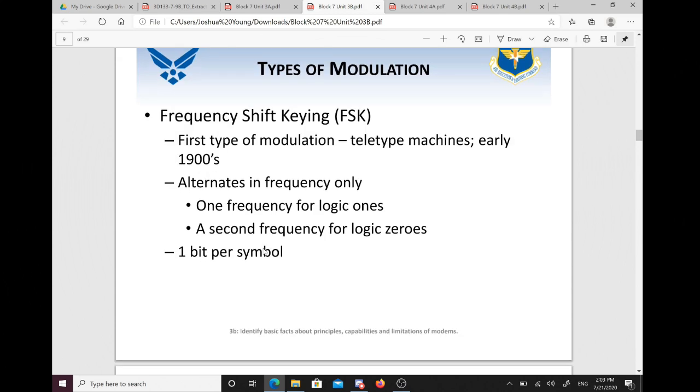So in your frequency shift keying, you're going to alternate in frequency only. One frequency for logic 1s, and then there's a secondary for your logic 0s. This is what I was talking about before. FSK is represented by using 1 bit per symbol.